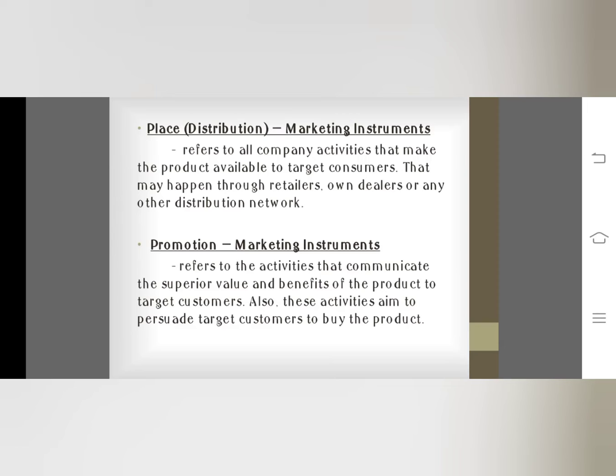So, the fourth is promotion marketing instruments. Promotion marketing instrument refers to the activities that communicate the superior value and benefits of the product to target customers. Also, these activities aim to persuade target customers to buy the product.